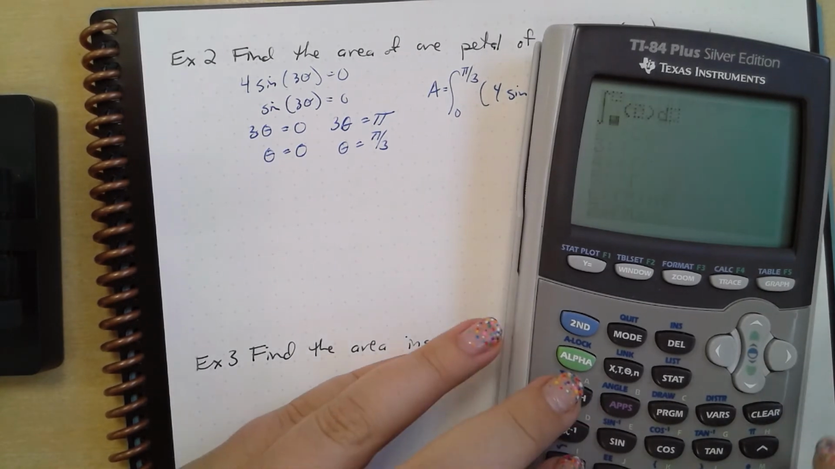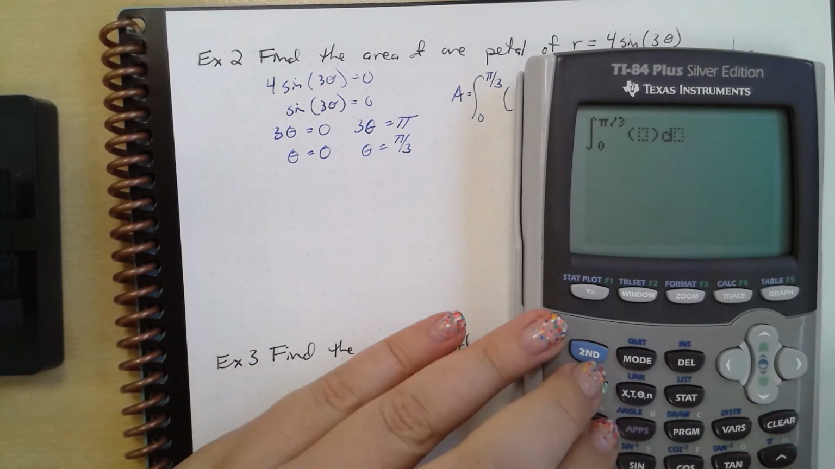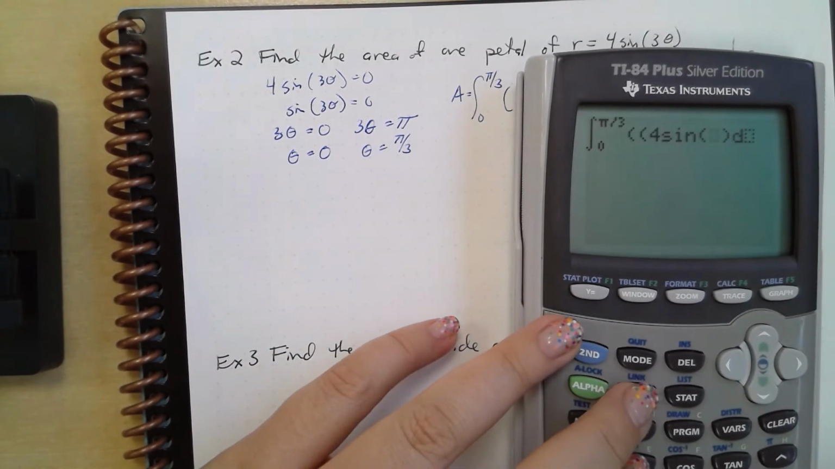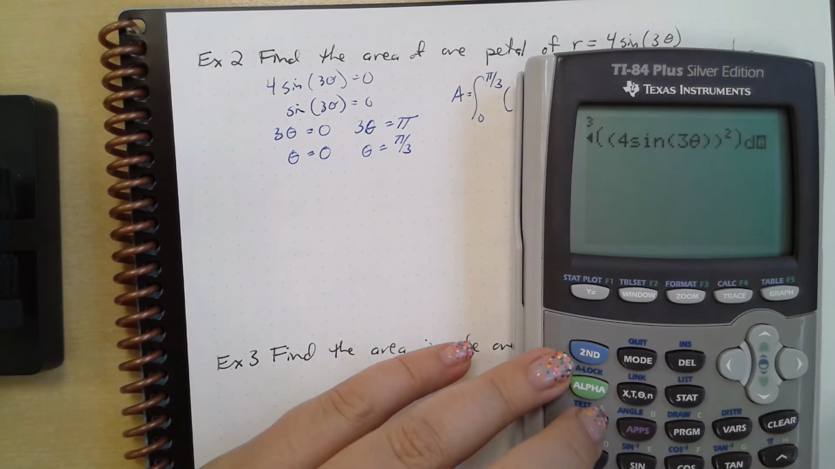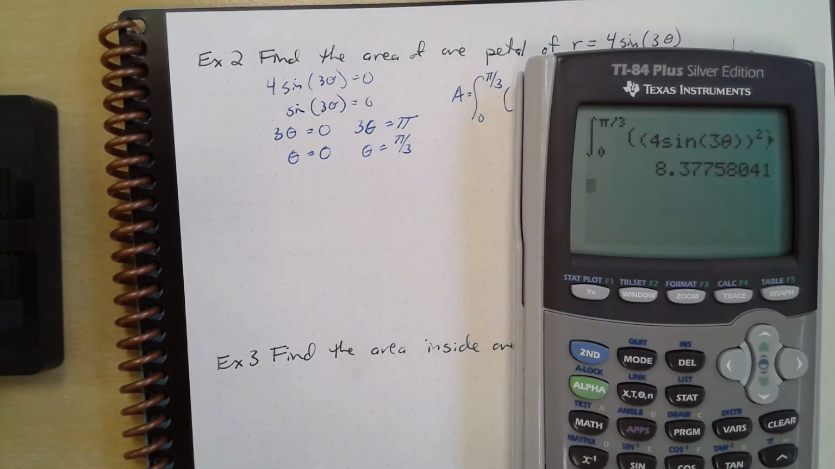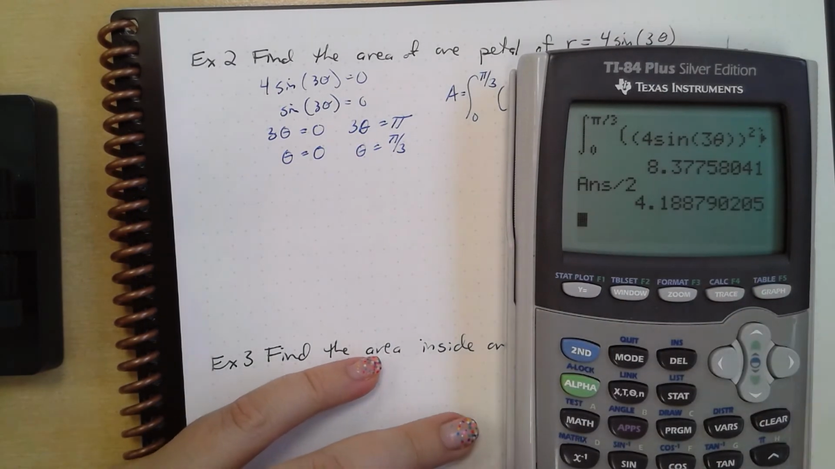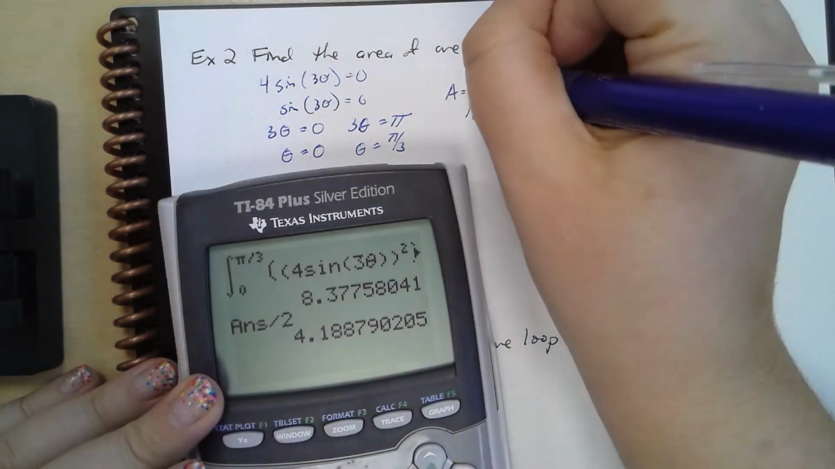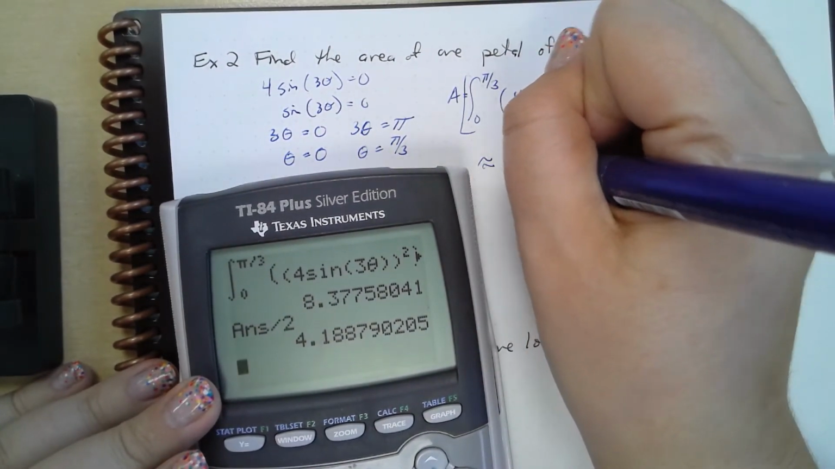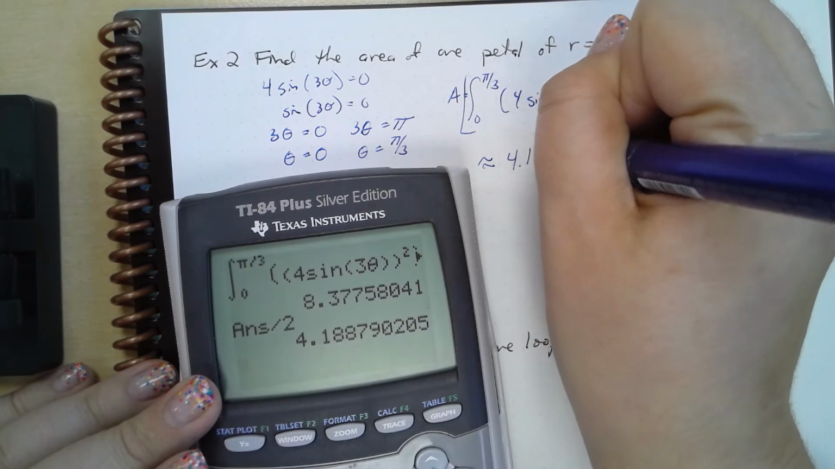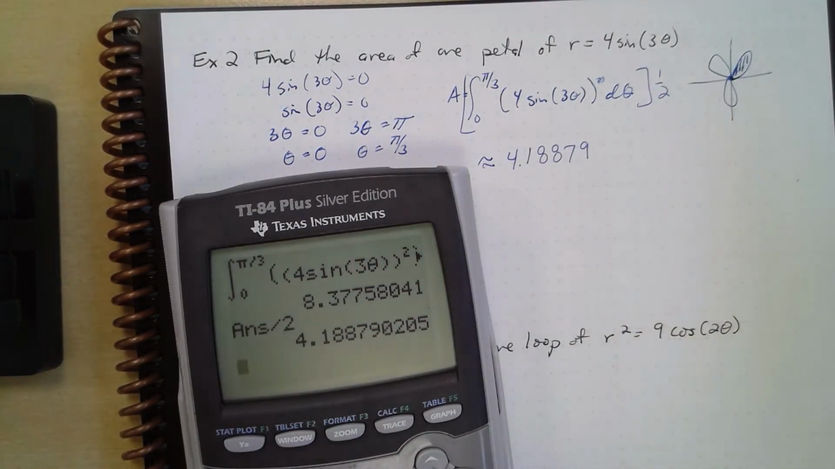So Math 9, integral from 0 to pi divided by 3 of 4 sine 3 theta squared d theta. And I get... oh, you know what I didn't do? I didn't multiply by half. That's the problem. Times 1/2. So this is approximately 4.18879. Okay? So that's approximately the area of one petal there.